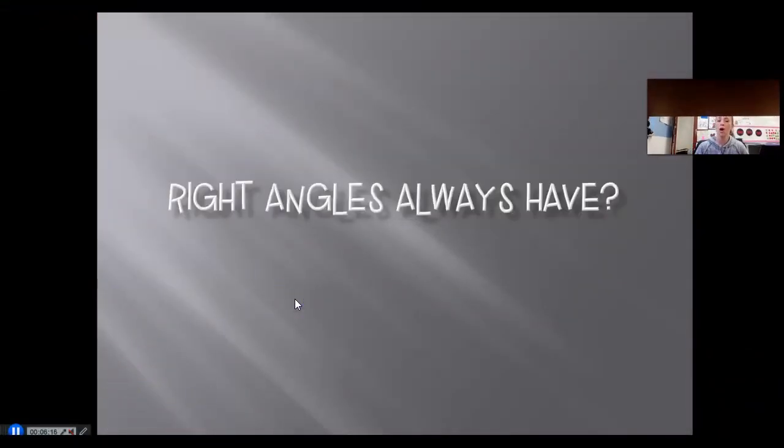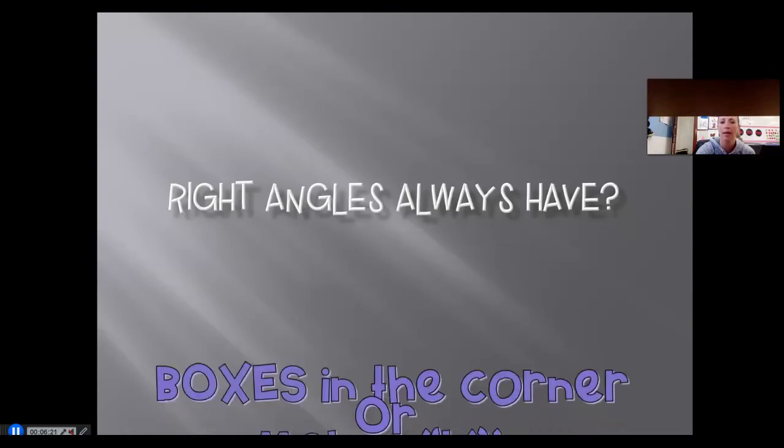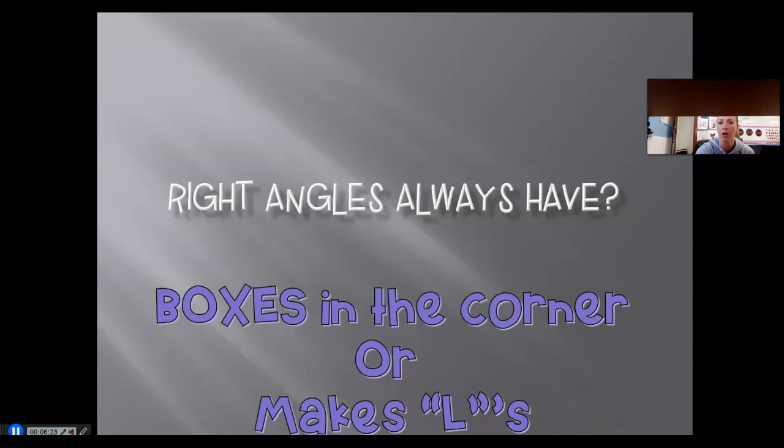All right, right angles always have what? What do they always have? Right angles always have boxes in the corner, or they make perfect L's. All right, so let's review. Everybody get your arms ready. Show me a right angle. Right angles are perfect L's. Everyone show me a small angle or a less than angle. Less than angles go in front of our faces. So anywhere in front of our faces. Show me a greater than angle. Arms up. They go away from my face.